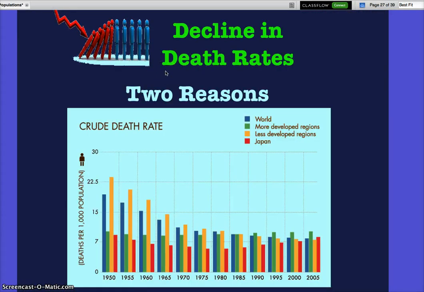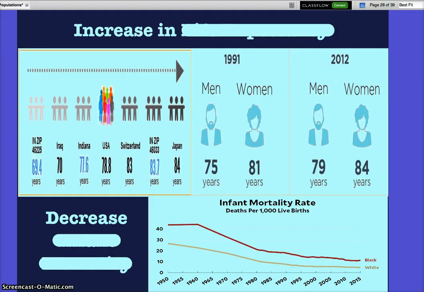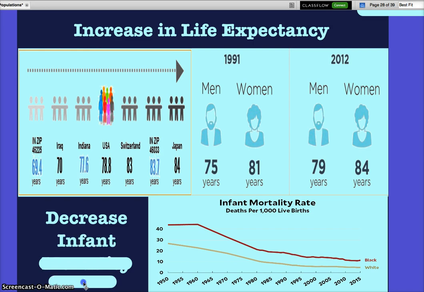So there's only 2 reasons for decline in death rates, but this is the reason for exponential growth. Because when I show you the whole picture, and you see when birth rates decline versus where death rates decline, that's when the population exploded. It's because of this. So what led to these 2 things? Who could tell me? What's the reason for decline in death rates? Increase in healthcare, which led to what? Life expectancy. Good.